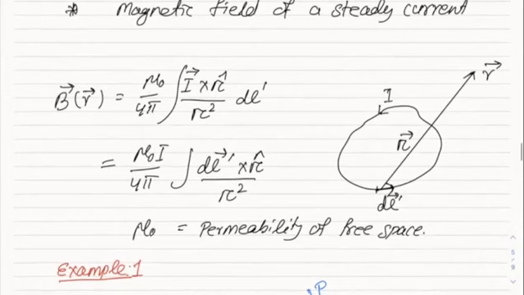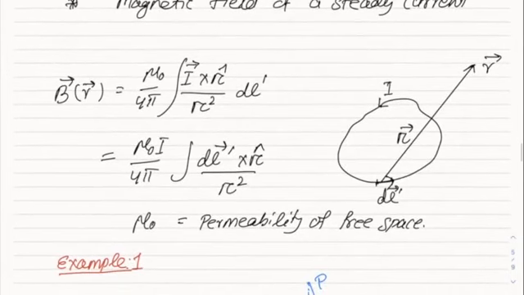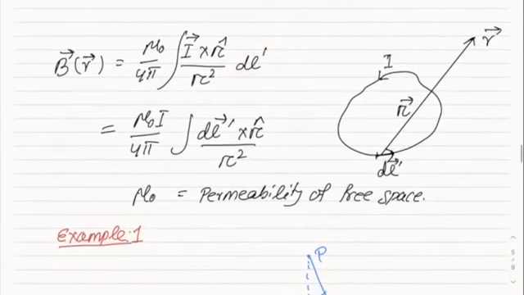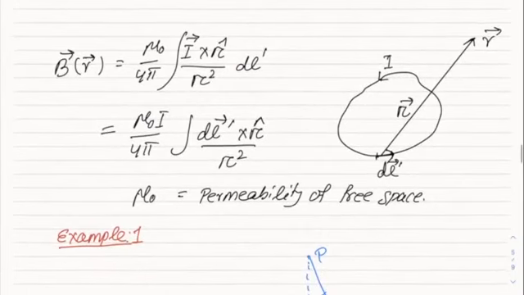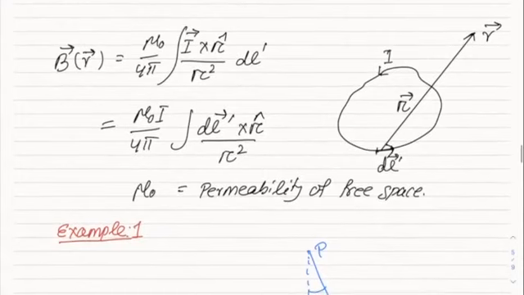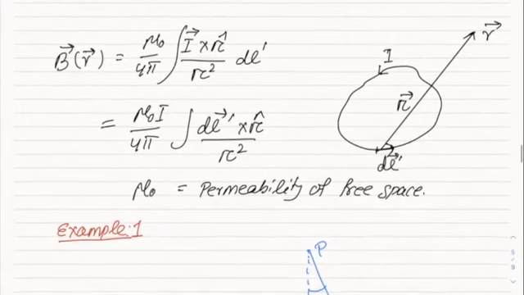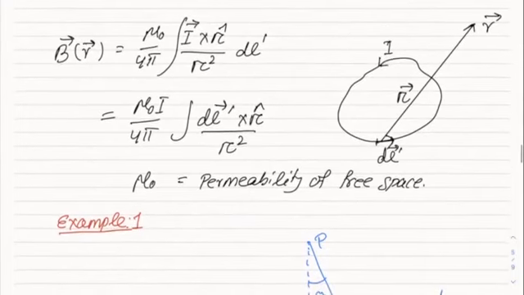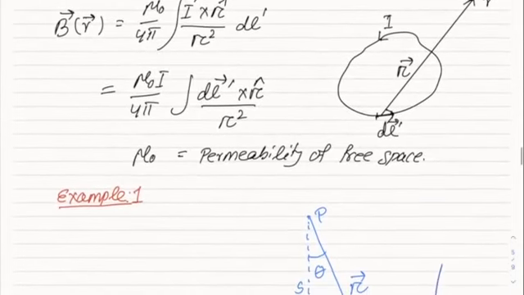Now if the current is steady, you can take it out and put the vector sign on dl, because both I and dl are in the same direction. So you can write dl prime cross r cap divided by r square. So B(r), the magnetic field, is the integral of dl prime cross r cap by r square, with mu 0 I by 4 pi outside of the integration. Please remember this expression. This is a very important expression to calculate the magnetic field for a current loop.